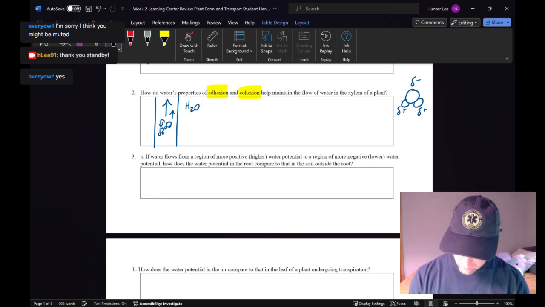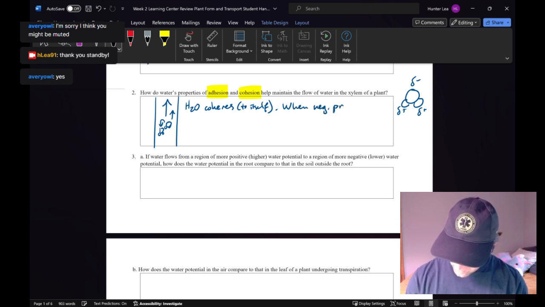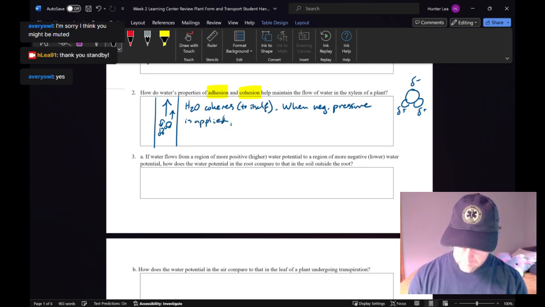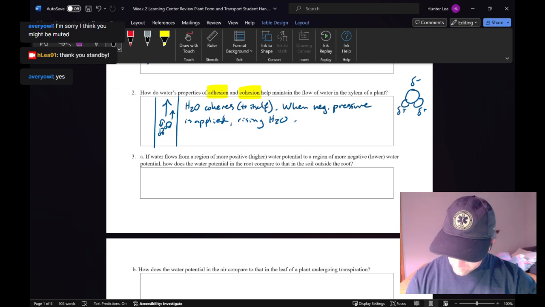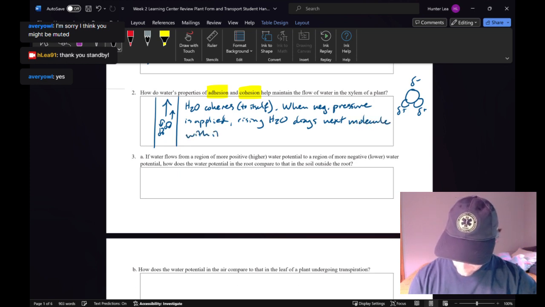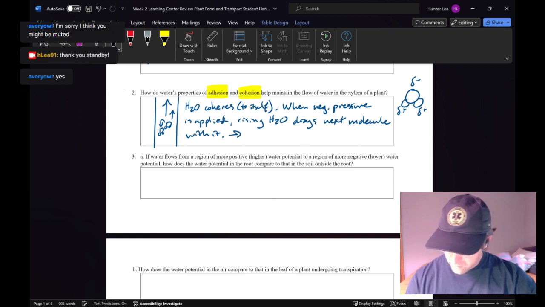So H2O coheres to itself. When negative pressure is applied, rising H2O drags the next water molecule with it, leading to a rise in the whole water column.